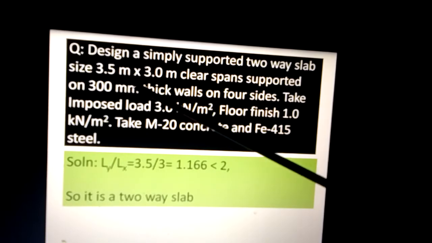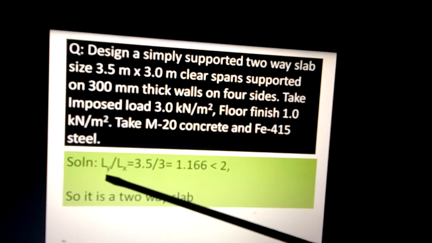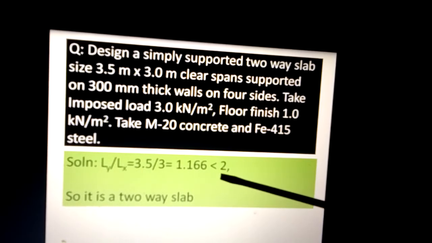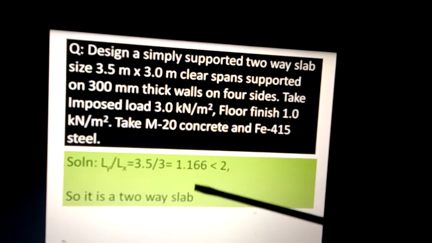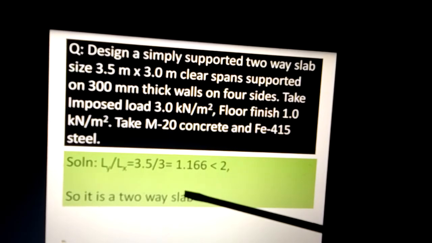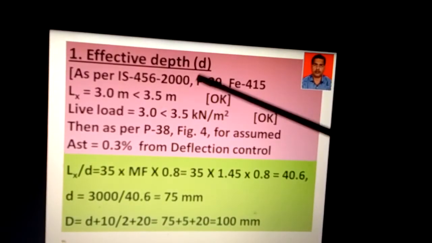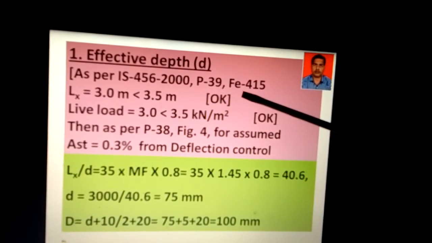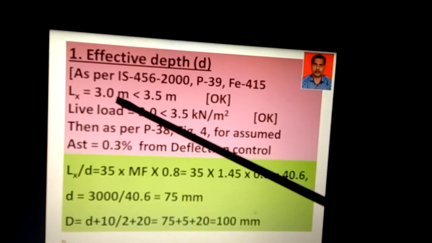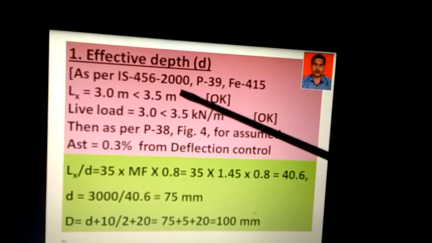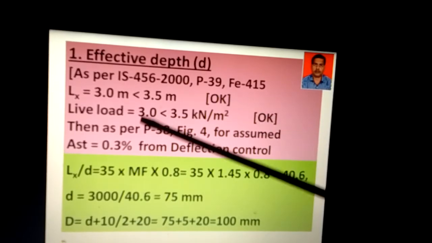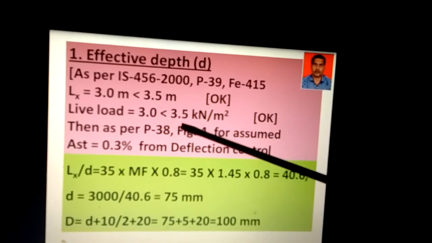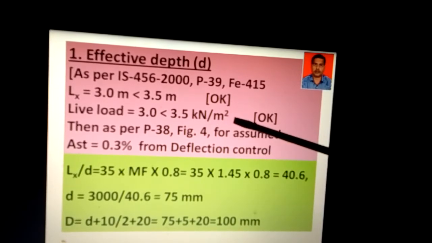So with this dimension of the slab, if you calculate the span ratio Ly by Lx, that is 3.5 by 3, that is 1.166, less than 2. So because it is less than 2, it is a type of two-way slab. Now the first step is the effective depth calculation. As per IS 456-2000 page 39 for Fe415 steel grade, the actual span is 3 meter, which is less than the allowed span 3.5 meter, so it is okay. Similarly, the actual loading class is 3 kN per square meter, which is less than the allowed loading class 3.5 kN per square meter, so that is also okay.